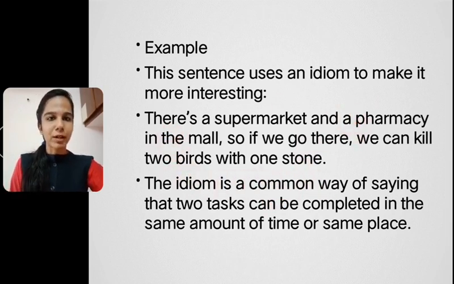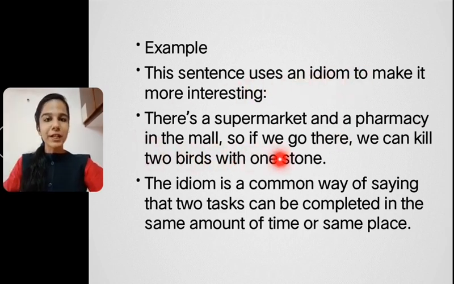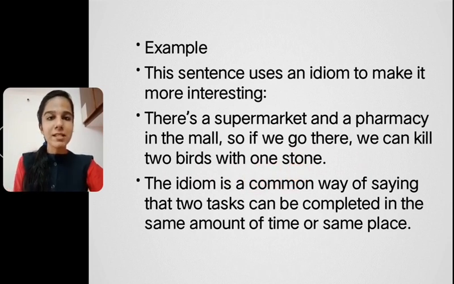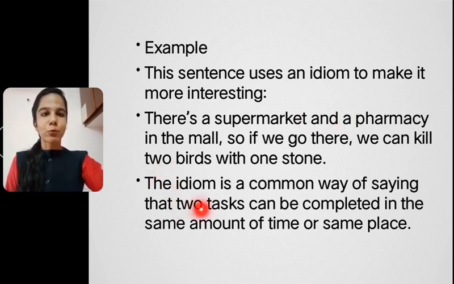Here hidden meaning we can find that there is a supermarket. There is a place here called supermarket and pharmacy also. Both the places are there in the mall. So if we go there, suppose we are going to that place, then what will be happened? We can kill two birds with one stone. It means we can do two works, both the works at the same time. Here actually they are not going to kill the birds, but here they want to convey that we can do both the things together at the same time, at once.